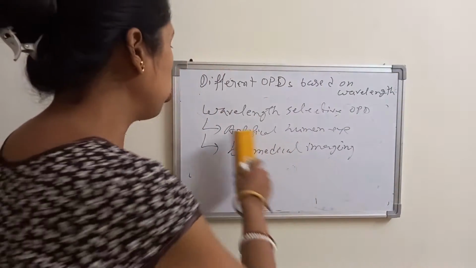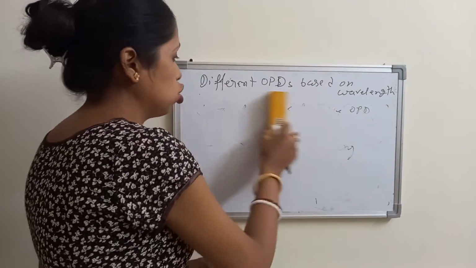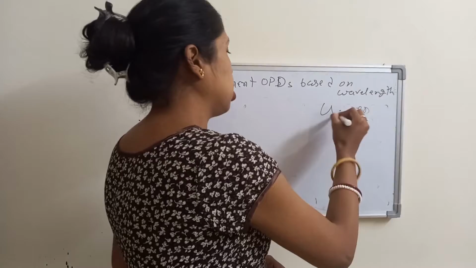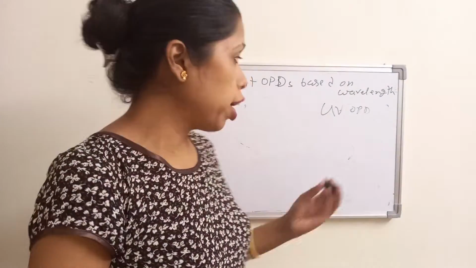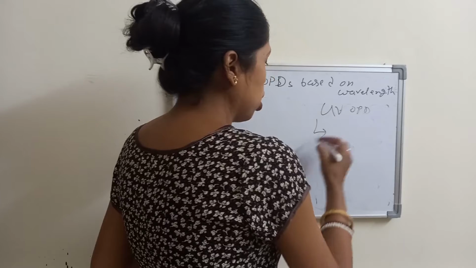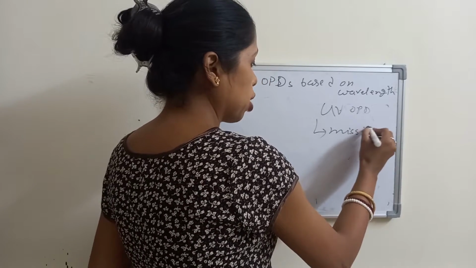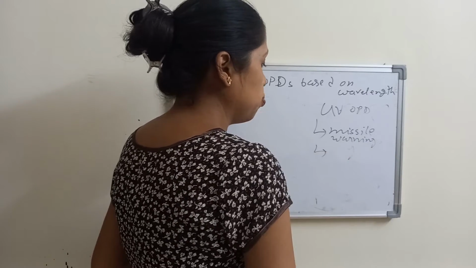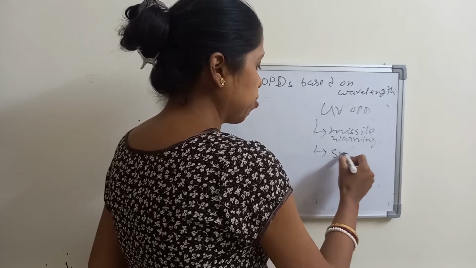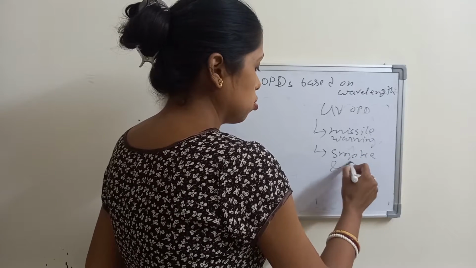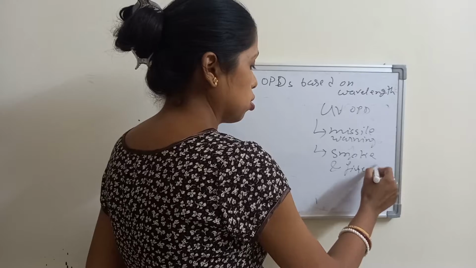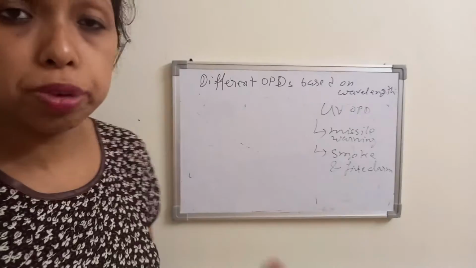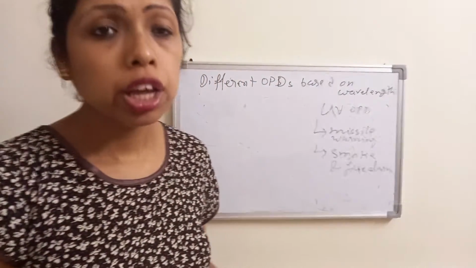Next is the UV OPD. By the name you can understand that the UV OPD is one which can detect UV light. Where can we use the UV OPD? Mainly in missile warning applications. Next, smoke and fire detector applications, fire alarm detectors. In this application, we can use it for automobile combustion monitoring. We can use the UV photodetector.